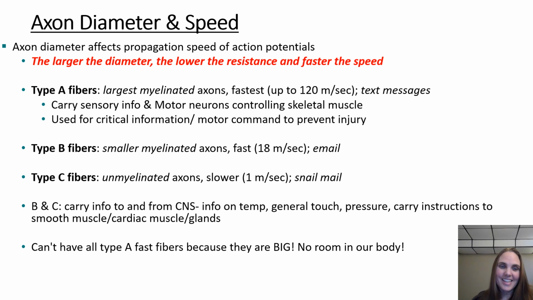So why don't we just have all type A fibers? Wouldn't it be nice to just get all that information transmitted as quickly as possible? Well, the type A fibers are larger, and if we had all of our axons as type A fibers, there would be no room in our body for them. So that's why our body has to pick and choose what information is the most important, that needs to be transmitted the fastest, to have those large type A fibers, and other information that's not as vital, that it's immediate, can travel on those smaller fibers.